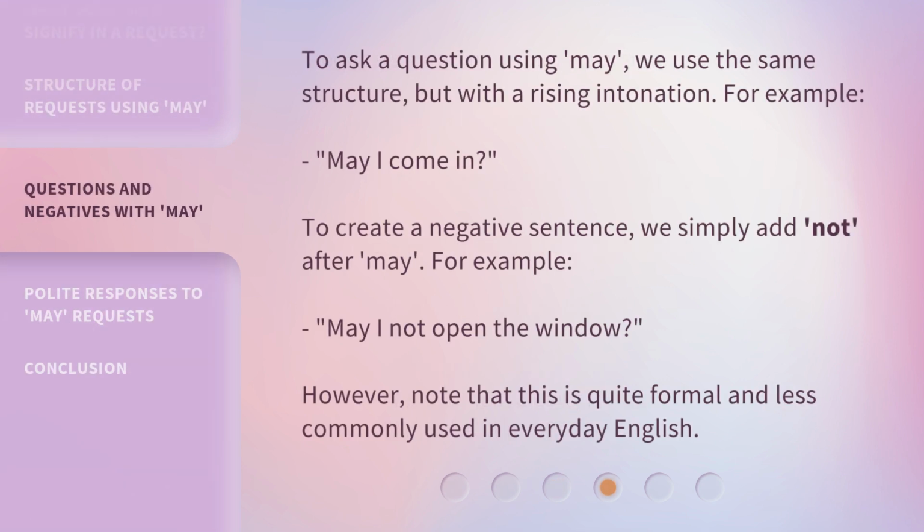To ask a question using may, we use the same structure, but with a rising intonation. For example, "May I come in?" To create a negative sentence, we simply add not after may. For example, "May I not open the window?" However, note that this is quite formal and less commonly used in everyday English.